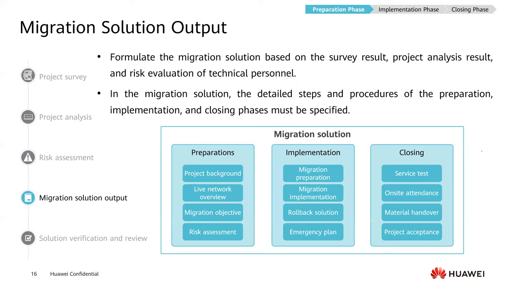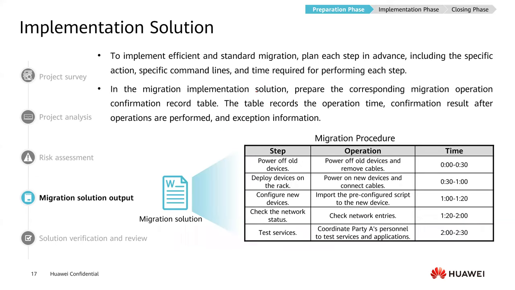And then it is the migration solution output. In this phase, we need to formulate the migration solution based on the survey result, the project analysis result, and the risk evaluation of technical personnel. In the migration solution, the detailed steps and procedures of the preparation, implementation, and closing phases should be specified. Just like what I said before, the more you do when you prepare, the less you need to do during the deployment. This is the most important thing for network migration.